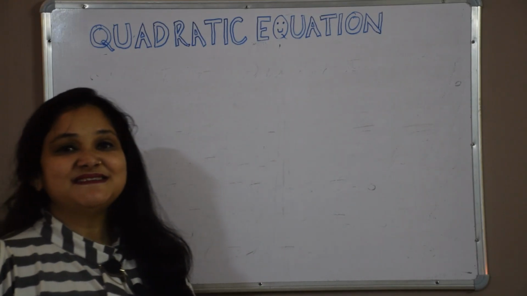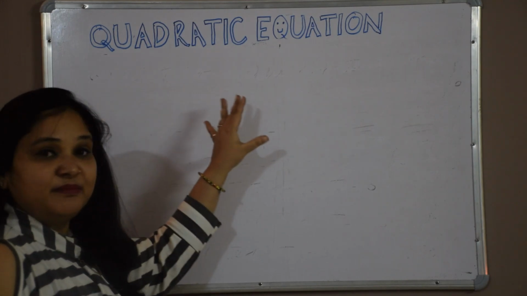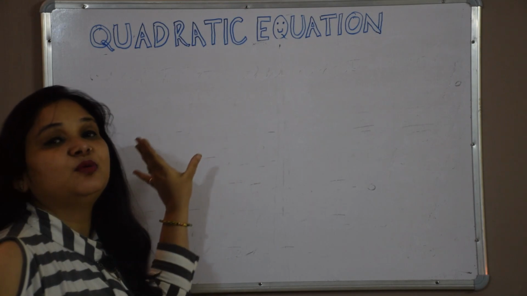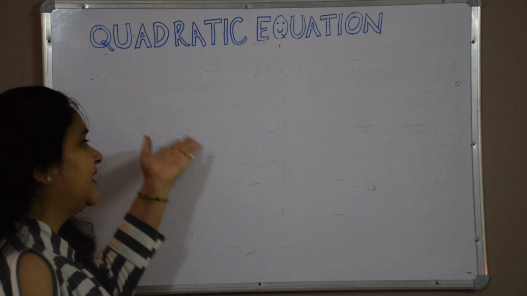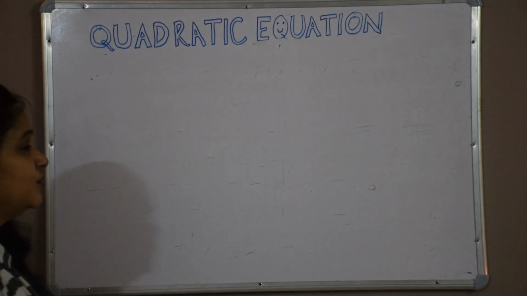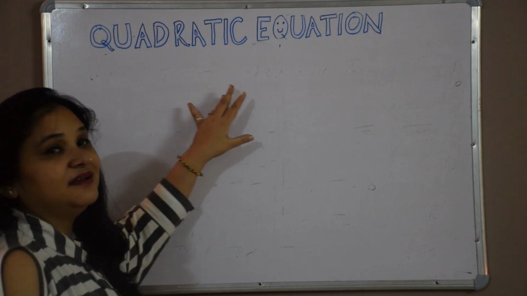Now we will consider some statement sums. Statement sum means some statement is given and we have to convert that statement into a quadratic equation, and then we have to solve it. Already I have told you the way. So our main motto is how we can convert a statement into a quadratic equation.